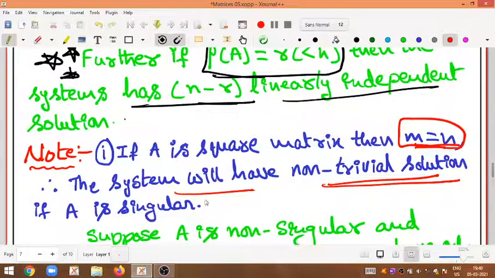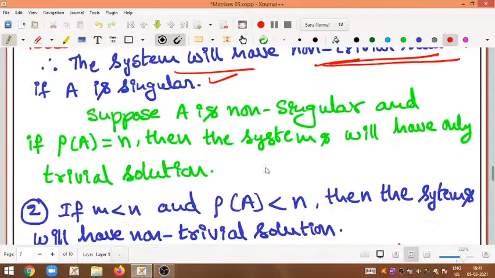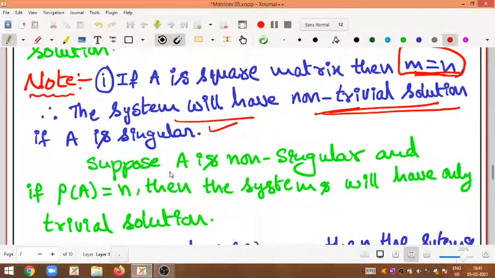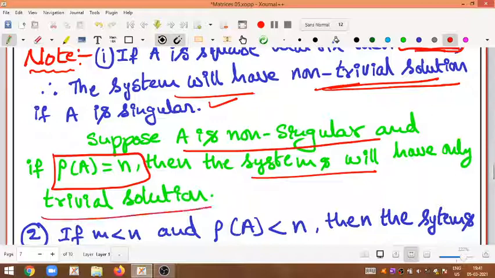When you say that A is singular, that system has a non-trivial solution. If rows and columns are equal, they will ask in this way. Suppose A is non-singular and the rank of A is equal to n, then the system will have only the trivial solution. So that is one more condition.